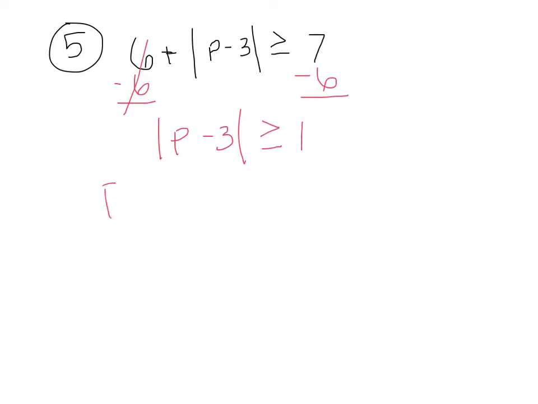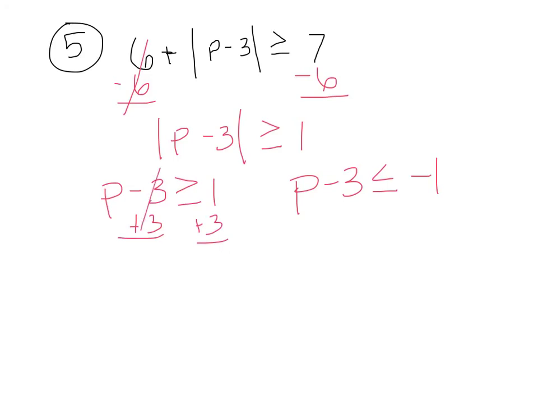And what that means is p minus 3 is greater than or equal to 1, or p minus 3 is less than or equal to -1. So the only thing you change is the sign. You flip the sign and make the second number negative. Okay, so we're going to add 3 to both sides. So p is greater than or equal to 4. Add 3 to both sides over here. And p is less than or equal to 2.